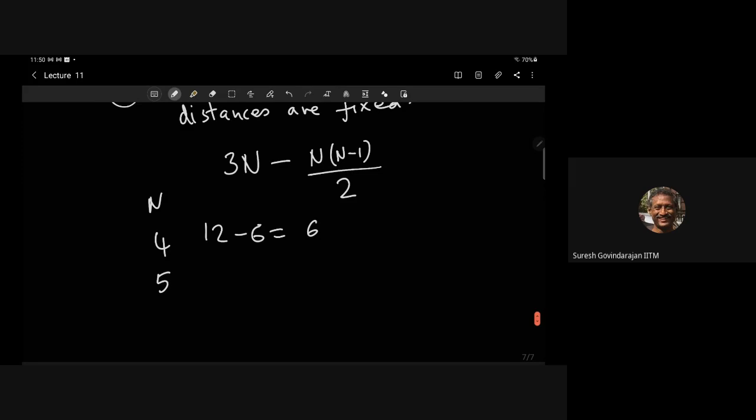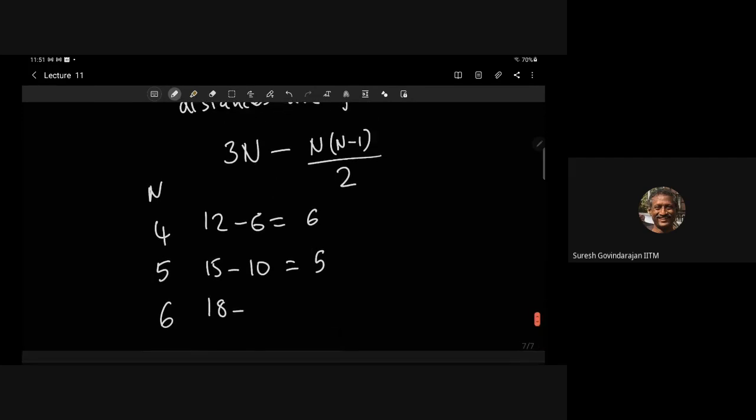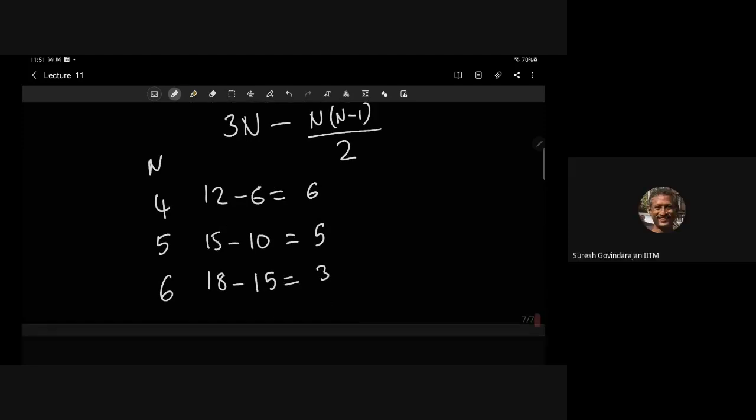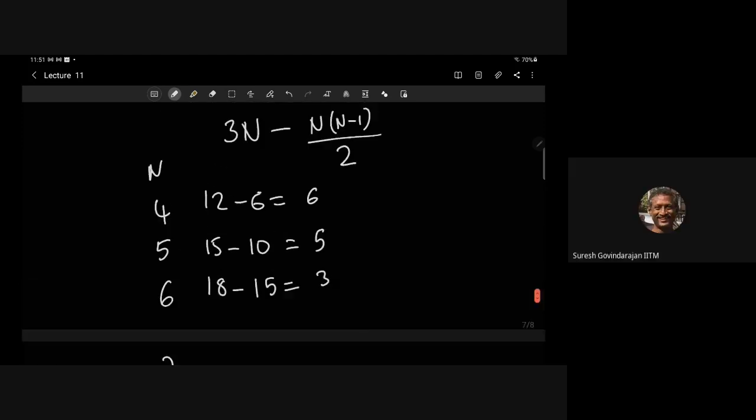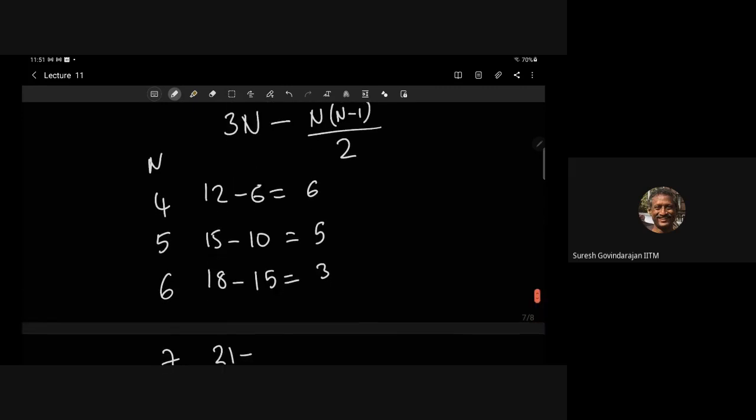5: 15 minus NC2 for 5, which is 5 into 4 by 2, 10, which is 5. 6: 18 minus 6 into 5 by 2, 15, which is 3. I'm just going to show quickly that it's going to become negative. 7: 7 into 6, 21, 0.